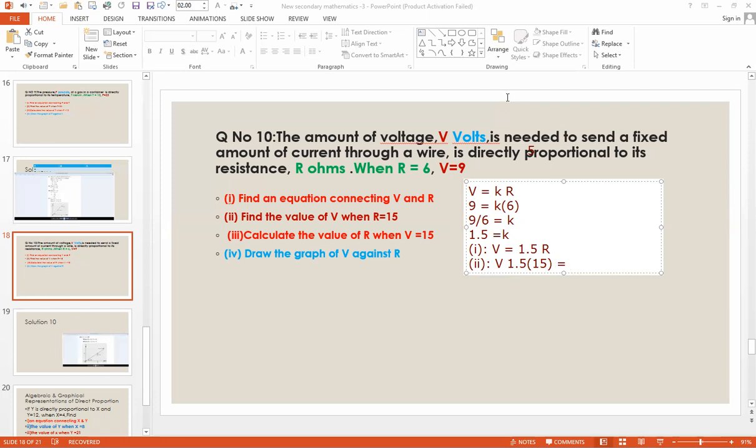1.5 multiplied by 15 and you will get 22.5. Okay. Now we move towards the third part. I think now it's so much easier for all of you because it is clear now.